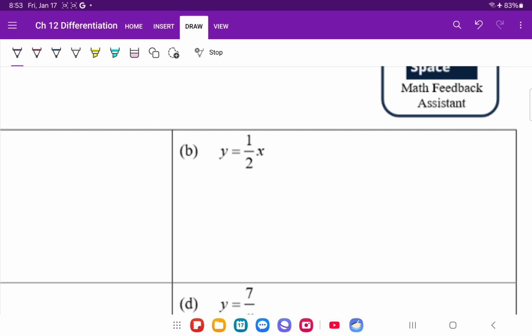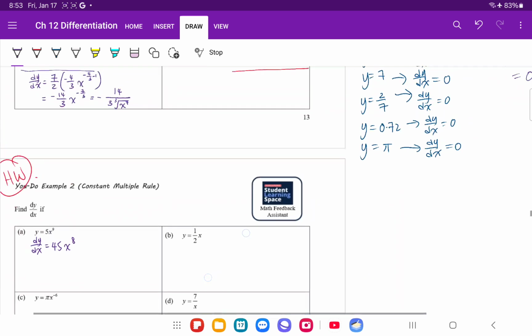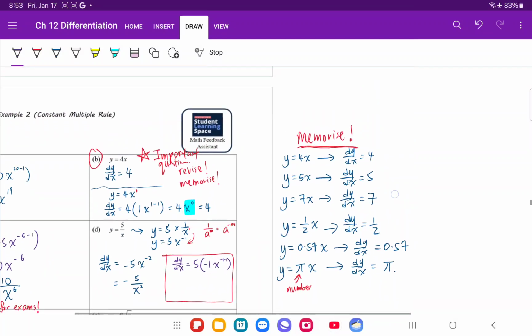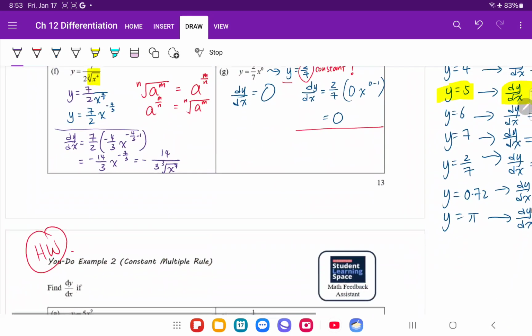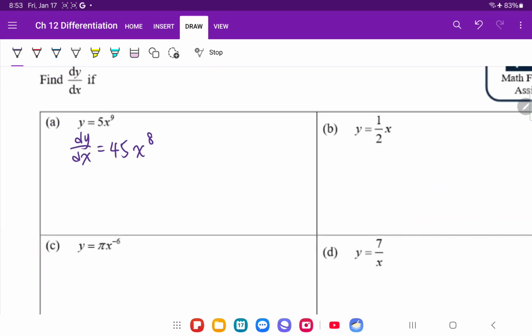Next one. Hey, this is the one that we are supposed to memorize, right? Half x. The moment there is just an x, remember? This one. Just an x. You just take that number. That is the result. Okay? So without any questions asked, part B, the dy/dx is just half. There's nothing else to do already.